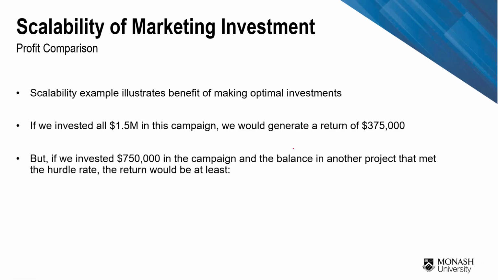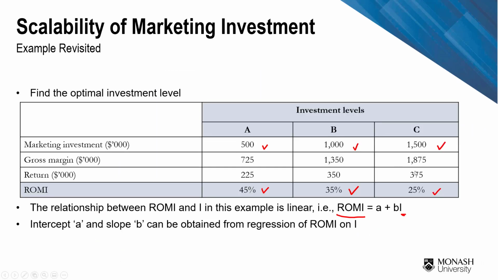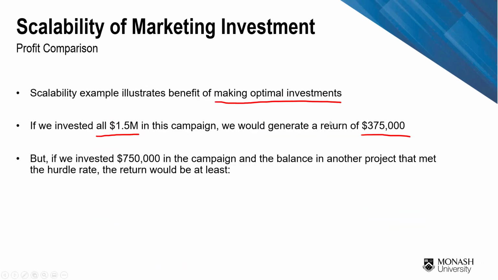So the scalability example illustrates the benefit of making optimal investment. You need to make an optimal investment such that you maximize your return. At the same time, you don't spend too much money on one particular sector, and you'll be very efficient. If we invested all 1.5 million, we would generate a return of 375K. How do we actually know this? It was told in here. You will generate 375K from investing 1.5 million.